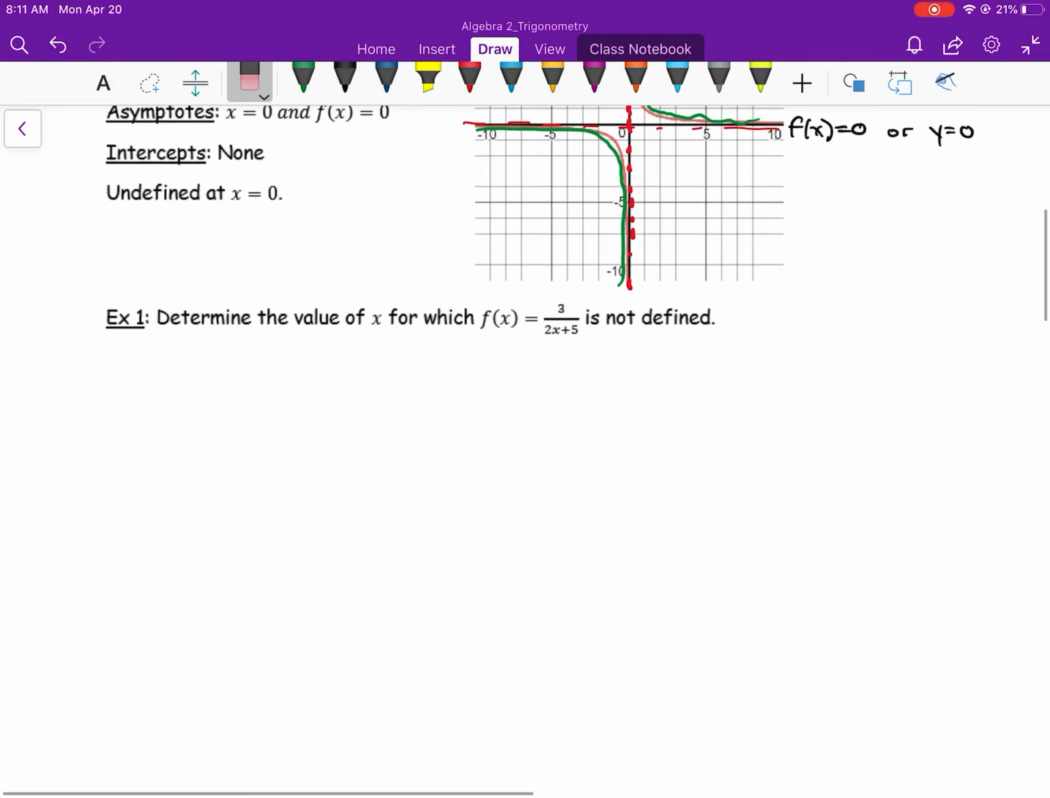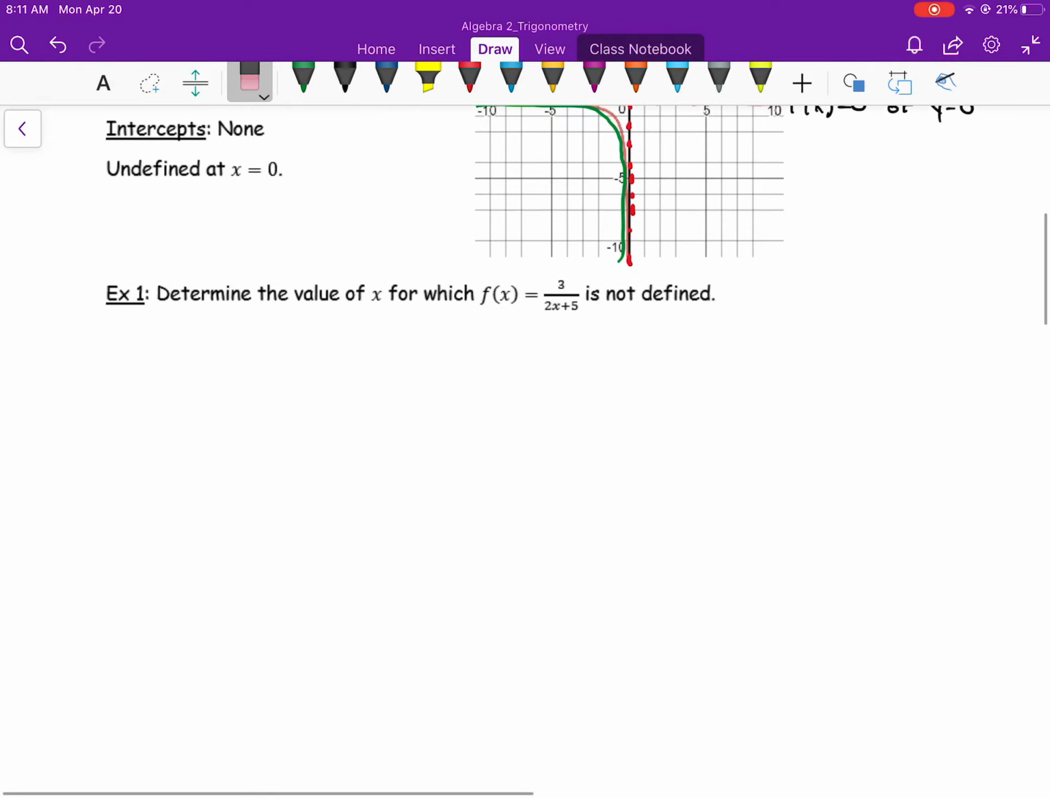To get us warmed up, let's talk about some restrictions. For example 1, we're going to determine the value of x for which f of x equals 3 divided by 2x plus 5. We're just going to take our denominator, set it equal to 0 because we can't have 0. So we say 2x plus 5 is not equal to 0, and then just solve the problem.